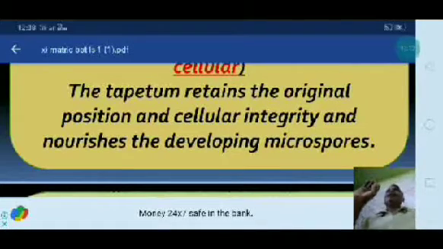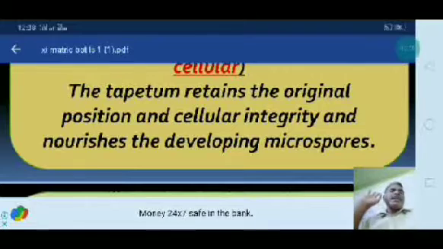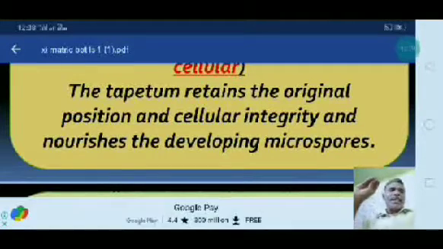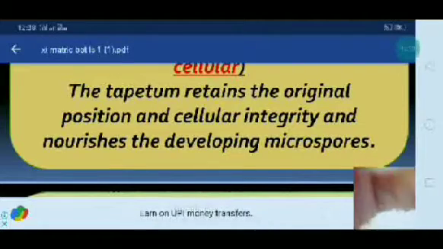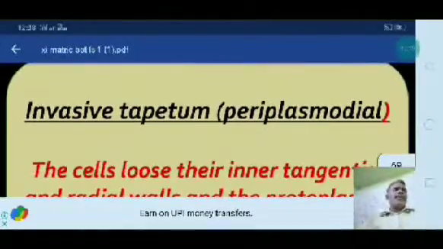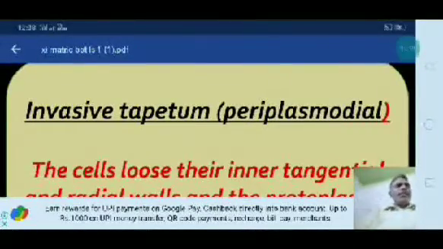There is a condition of secretory tapetum. The tapetum retains the original position and cellular integrity and nourishes the developing microspores. Then the invasive tapetum, which is the periplasmodial tapetum.